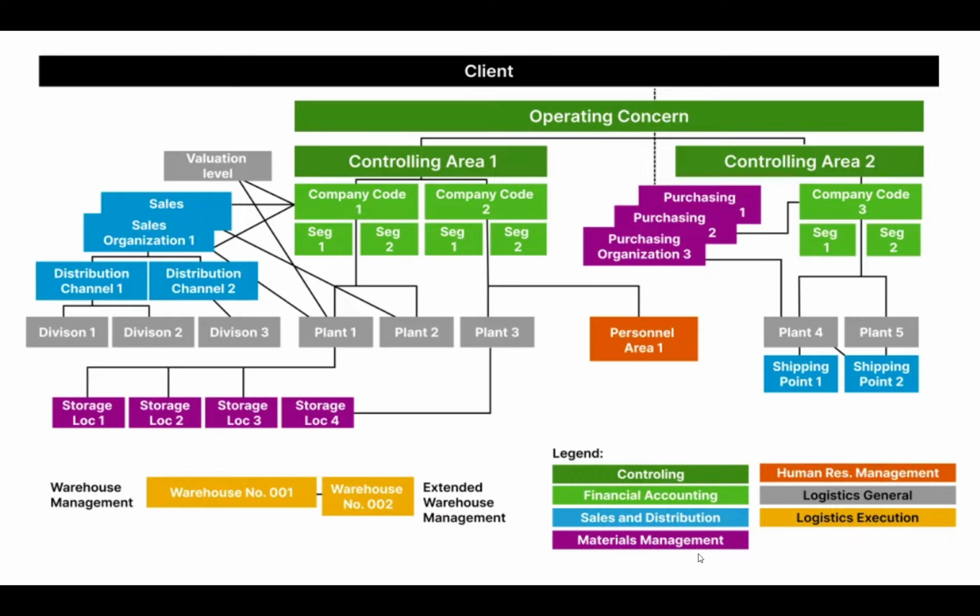You can see here which module each organizational unit falls into. The controlling area falls into the controlling module. The company code and segments fall into financial accounting. Sales organization, distribution channel, shipping point fall into sales and distribution. Purchasing organization and storage location fall into materials management. Personal area falls into human resources or HR. Warehouse management falls into logistics execution. Plant and valuation level fall into logistics general.